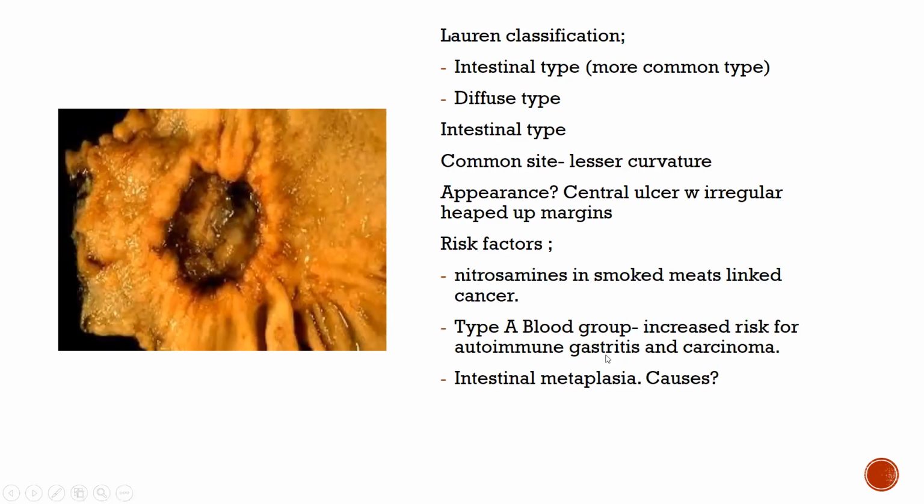So there's increased risk for autoimmune gastritis and then carcinoma for patients with type A blood group, okay? Intestinal metaplasia, what causes this? Straight, H. pylori causes it.